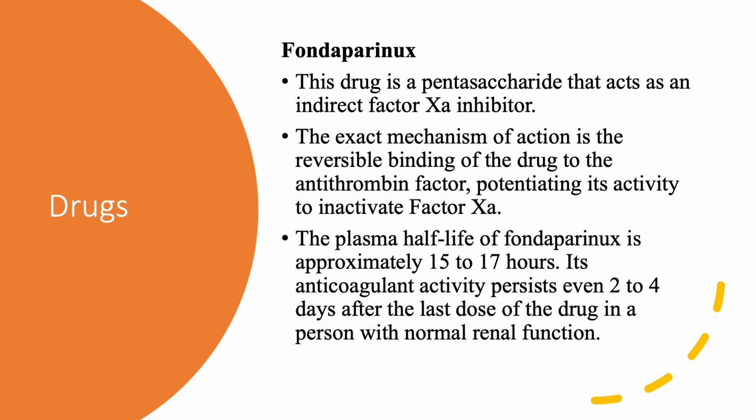Fondaparinux was very commonly used before the introduction of these oral acting drugs. So this drug is a pentasaccharide that acts as an indirect factor 10 inhibitor. The exact mechanism of action is reversible binding of the drug to antithrombin, potentiating its activity to inactivate factor 10A. The plasma half-life of fondaparinux is approximately 15 to 17 hours. Its anticoagulant properties persist even 2 to 4 days after the last dose of the drug in a person with normal renal function.